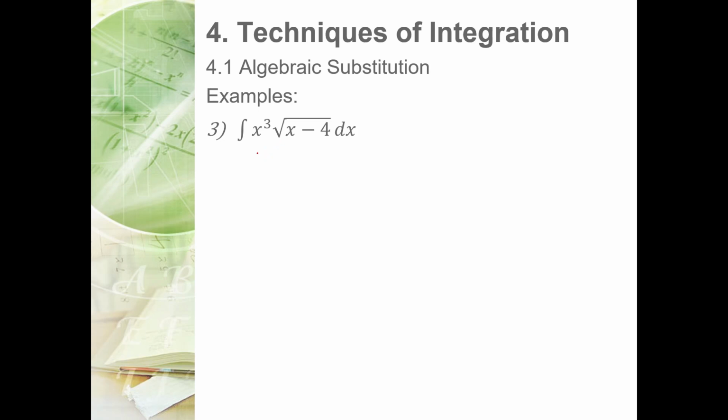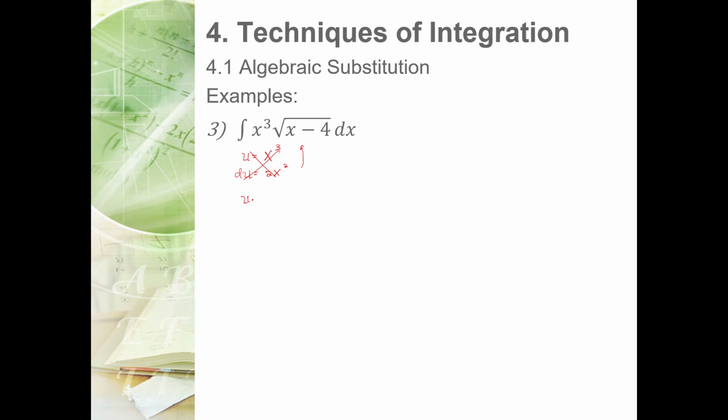Okay, so we now have this example. We have the integral of x cube times the square root of x minus 4. So again, if you're going to use u sub, let's say x cube is our u, then the du is 3x squared. So notice that there's no x squared present in the equation. So we cannot use this particular u sub.